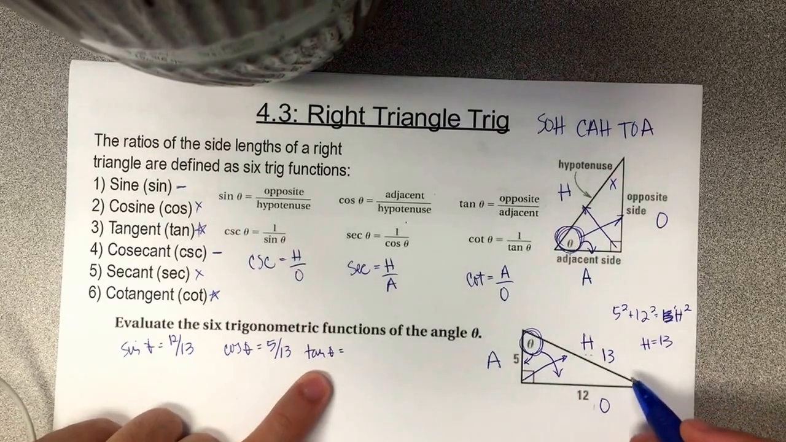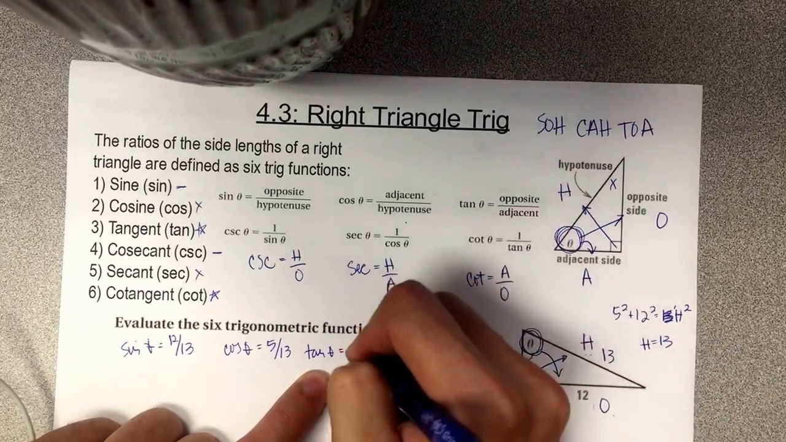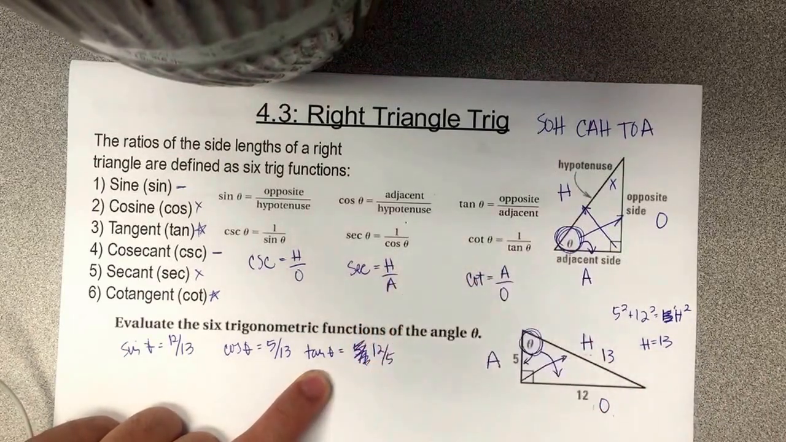Tangent is always the opposite side over the adjacent side, 12 and 5. So tangent is just the fraction, 12 over 5. 12 on the top, 5 on the bottom.